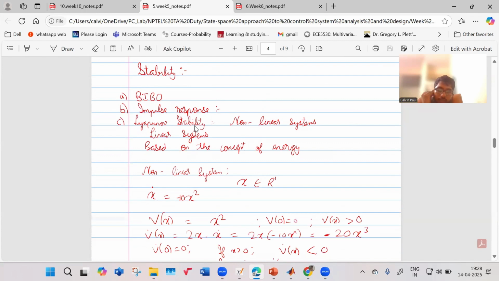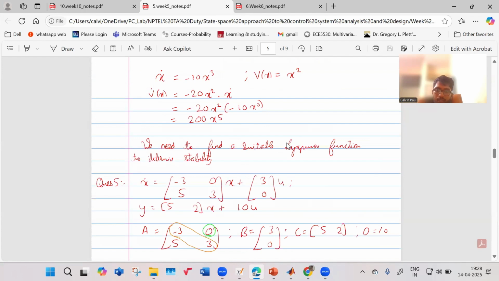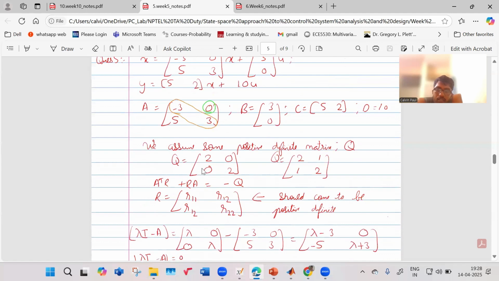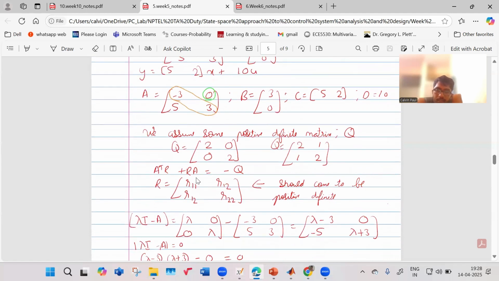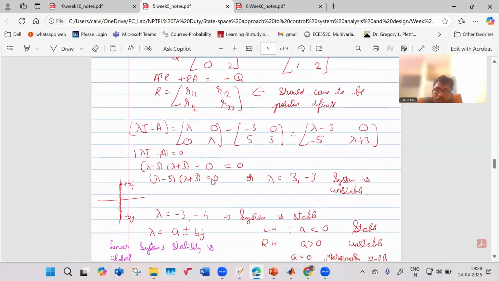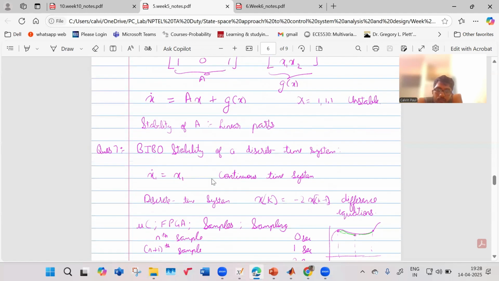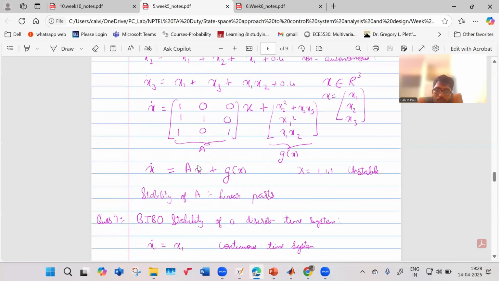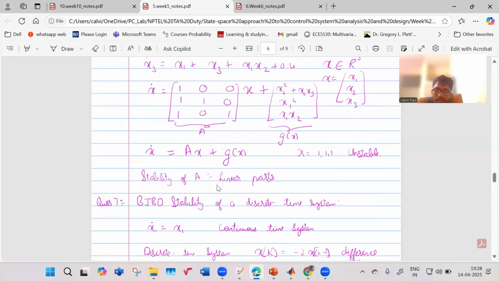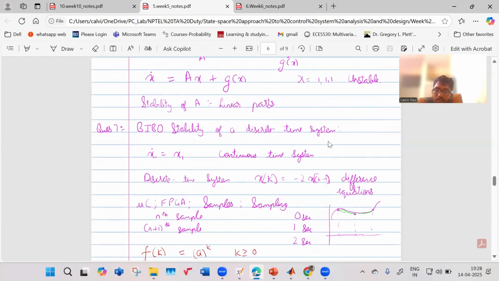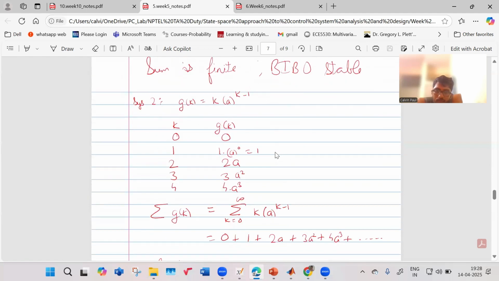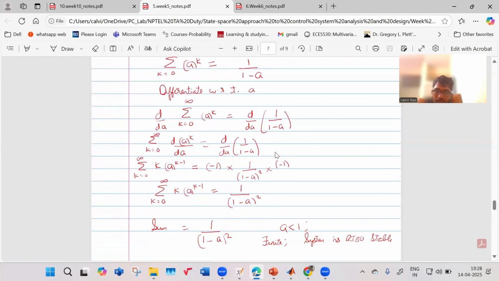Okay. Lagrange stability is based on the concept of energy. And we need to find a suitable Lagrange function to determine stability. There is a way to find this Q from A transpose P plus P A, and it comes to be positive definite. Now for a nonlinear system, for autonomous and non-autonomous systems, how do we find stability? Then stability for discrete systems was shown. How do we determine it?